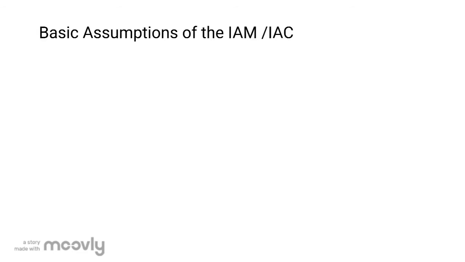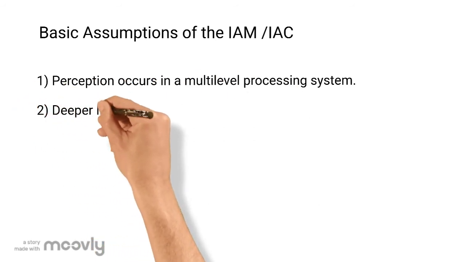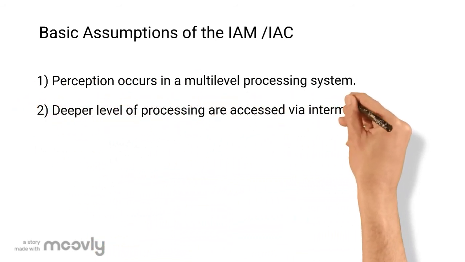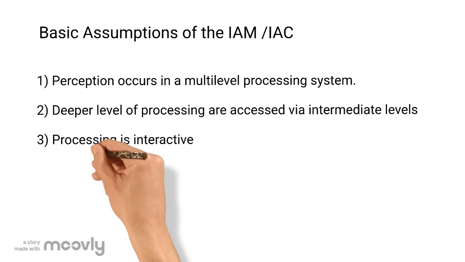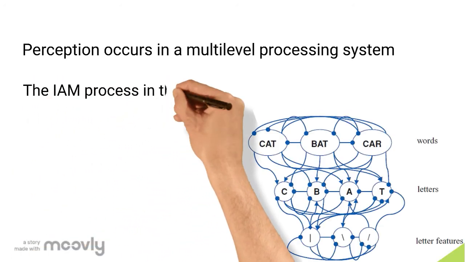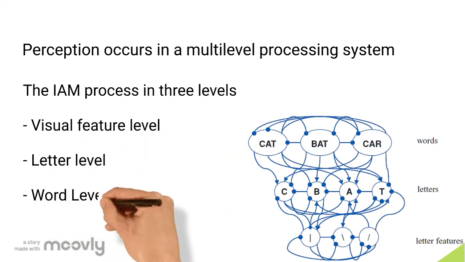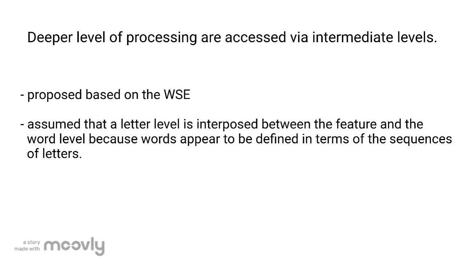The basic assumptions of the interactive activation model. First, perception occurs in a multi-level processing system. Second, deeper levels of processing are accessed via intermediate levels. Third, processing is interactive. And last, information flow is continuous. The first assumption proposes that there are three levels of processing: a visual feature level, a letter level, and a word level. This assumption was proposed on the basis of the word superiority effect, assuming that a letter level is interposed between the feature and the word level because words appear to be defined in terms of sequences of letters.